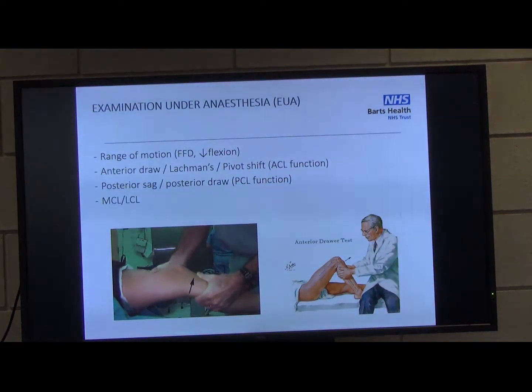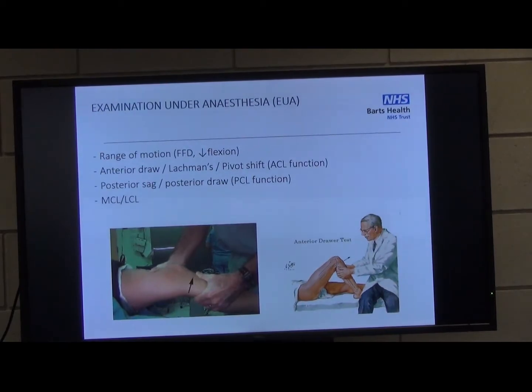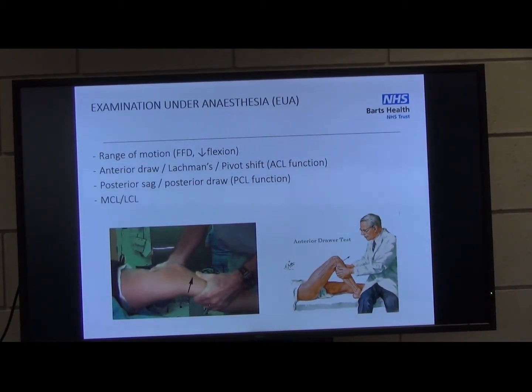I think every arthroscopy should start with an EUA. I think it's an important part of the operation. It allows you to assess a number of things. So these are the things I do when I perform an EUA. I check the range of motion, document that clearly, note any fixed deformities, stiffness, limitation of flexion, and then assess the ACL, the PCL, and the collaterals. The pivot shift in particular is a very useful test, and it's difficult to perform in clinic. And I find it much easier to do in theatre under GA.